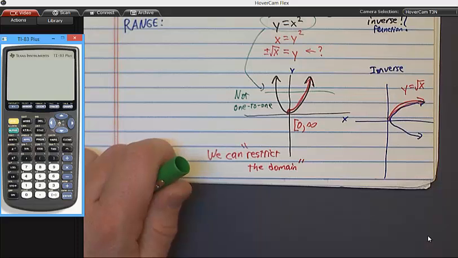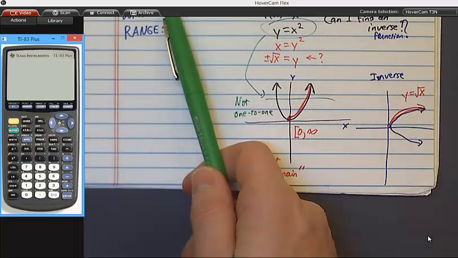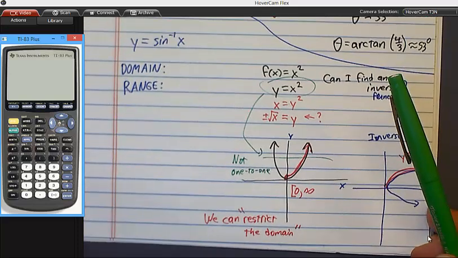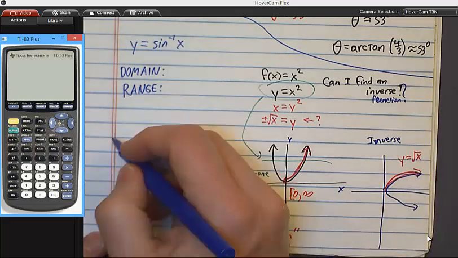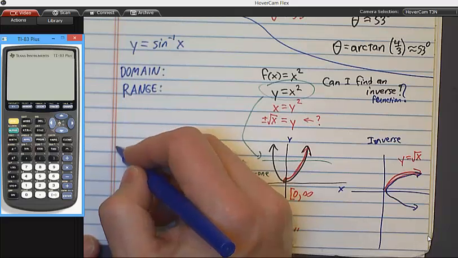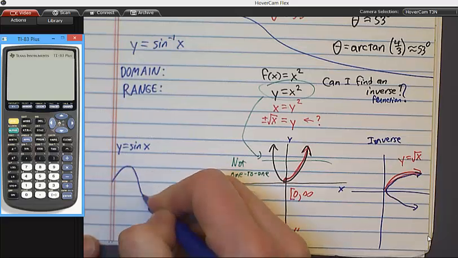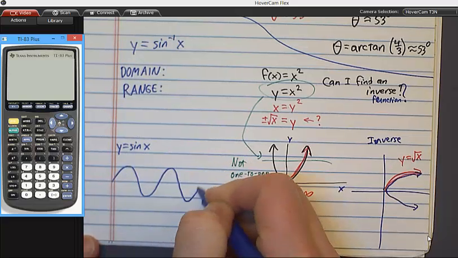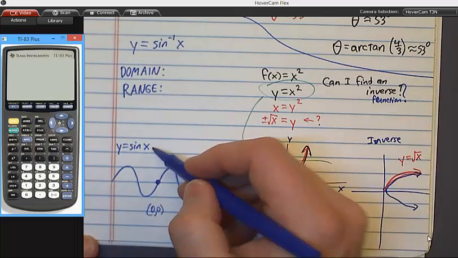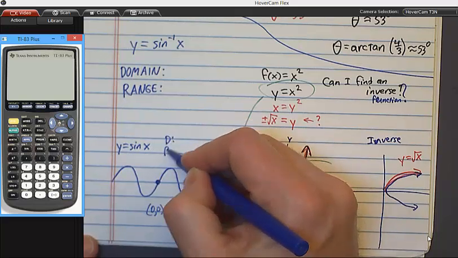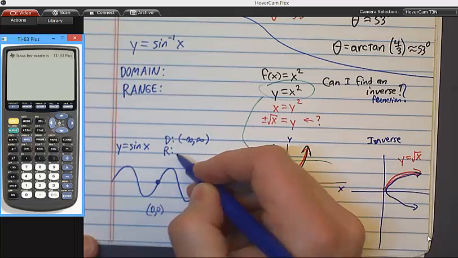So, here's the game. I have y equals inverse sine of x, and I want to start thinking about it. And in order to think about it, I really have to think about the function y equals sine of x, which we had some nice pictures today that you guys drew. So it's a wave function. It goes right through 0, 0. Okay? And the domain and the range, well, the domain is from negative infinity to infinity, we said. And the range is only from where to where?